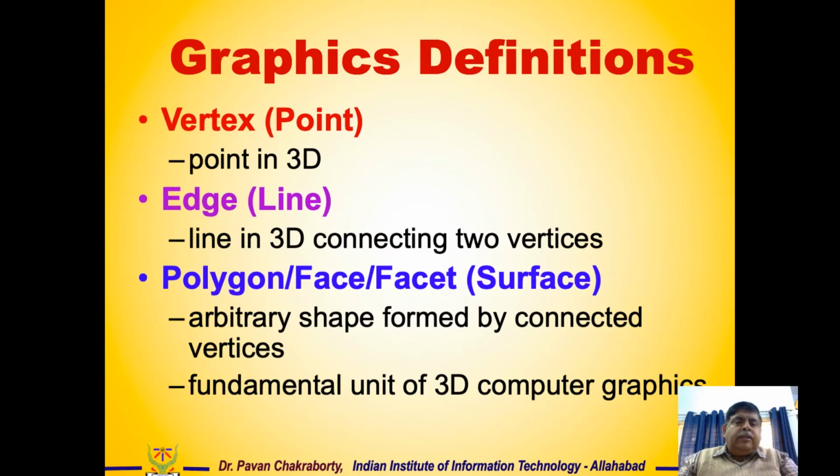I could have multiple surfaces. Of course, I'm showing these surfaces on a two-dimensional screen, so what you see is a projection of these surfaces onto a screen. I will come to this visualization at a later stage when I develop my transformation. So, an arbitrary shape formed by connected vertices is the fundamental unit of 3D computer graphics.